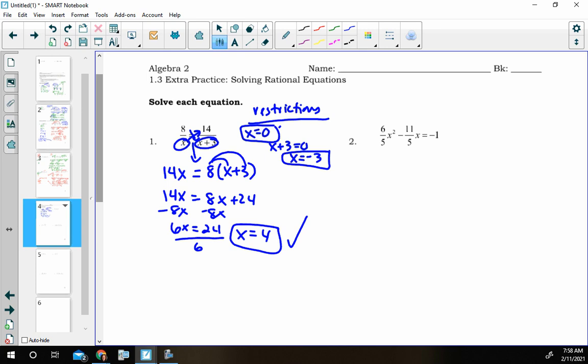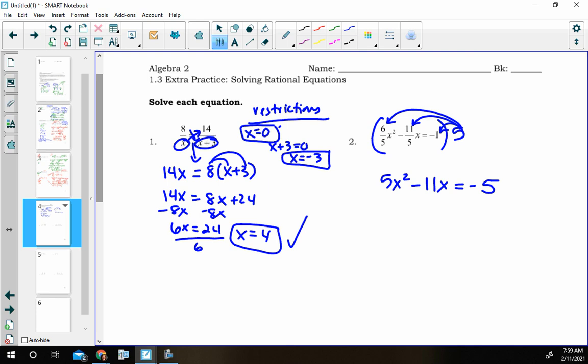Okay, the next one here, the easiest thing to do with this is if I want to get rid of all the fractions, all I have to do is multiply by what's in the denominator, 5. But when you multiply an entire equation, just make sure you do every part of the equation. So I'm going to distribute it to everything. So if I take 6 divided by 5 times 5, I'm going to get 5 back. This here I'm going to get 11 back, and then I have to go past the equal sign. All right, there are no x's in the denominator, so I'm not going to have any restrictions for this one. All I'm going to do is solve it.